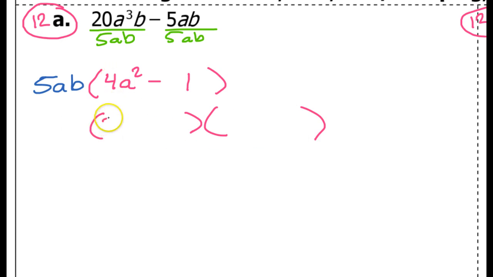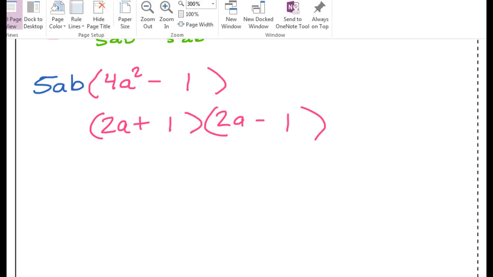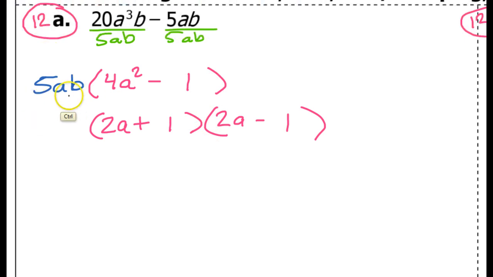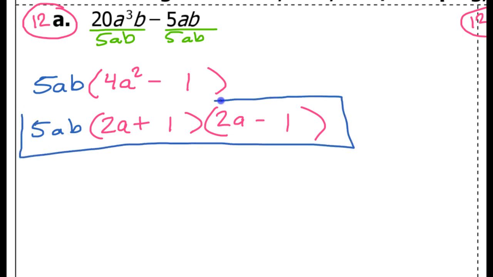4 can factor evenly by doing 2 times 2. A squared can factor evenly as a times a. Then we have 1 plus and 1 minus. And 1 can factor as 1 times 1. So there's your difference of squares. Meanwhile, the GCF stays in the front. So 5ab. And here is your completely factored answer.